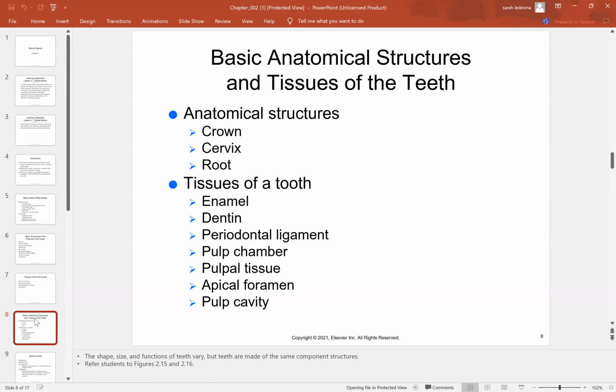Basic anatomical structures and tissues of the teeth. The anatomical structures include the crown, cervix, and root. The tissues of a tooth include the enamel, dentin, periodontal ligament, the pulp chamber and tissue, the apical foramen, and the pulp cavity.